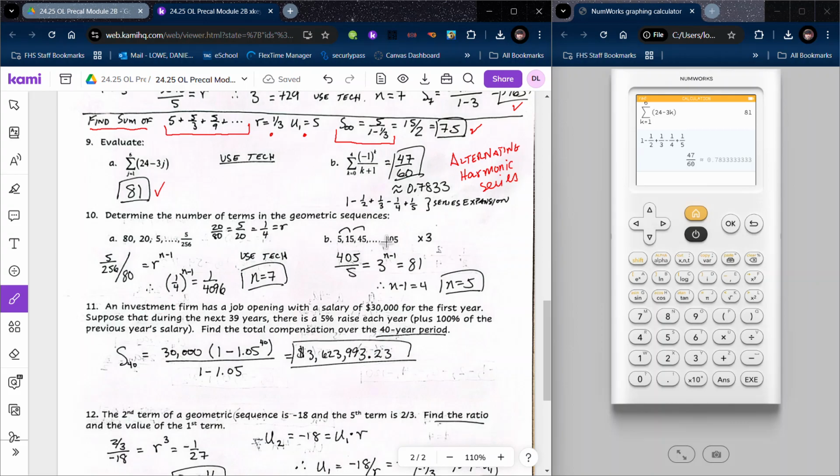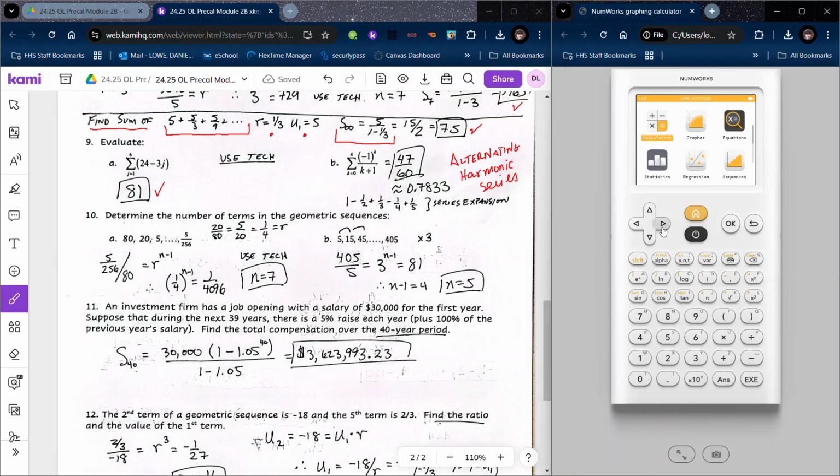All right. For B, the same idea. 405 divided by 5, that's going to be my common ratio raised to the n minus 1 power. So 3 to the n minus 1 is 81. You might recognize that 3 to the fourth power is 81, right? You might already know that from doing work. So that means n minus 1 must be equal to 4, so n must be equal to 5.